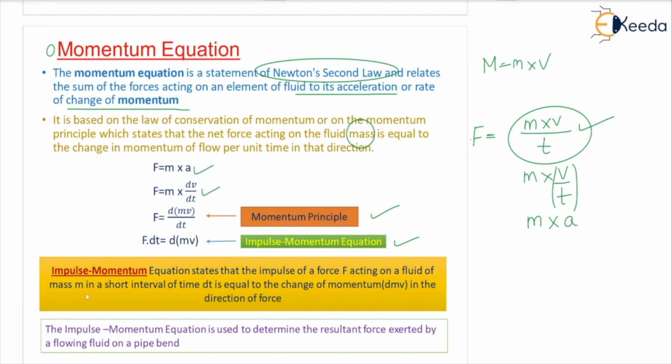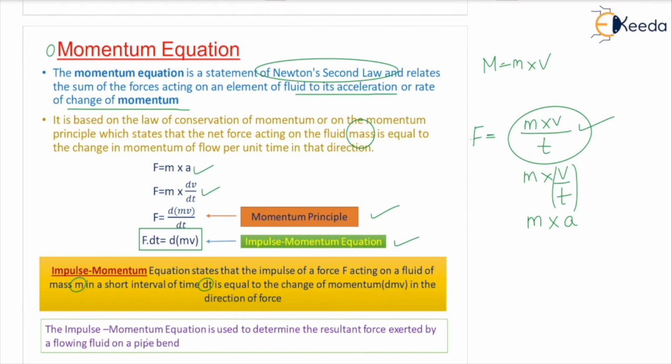What is the impulse momentum equation? This equation states that the impulse of a force. What is impulse actually? A sudden change in momentum is called impulse. The impulse momentum equation states that the impulse of a force F acting on a fluid of mass m in a short interval of time dt is equal to the change of momentum in the direction of force, because force is a vector quantity.